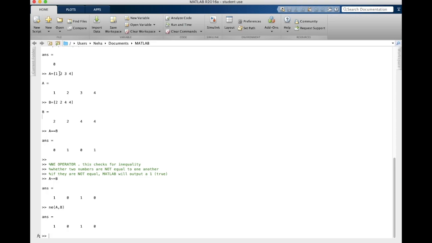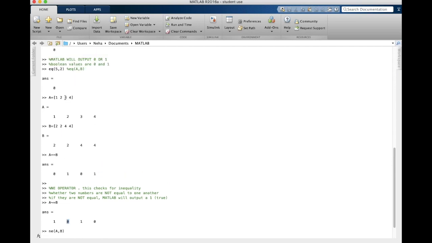So remember, if we have sets of vectors like this, MATLAB is going to compare the first number in each set. 1 and 2, they are not equal. So that's true. It will put a 1. Then the next numbers, 2 and 2, are equal. So it will give a 0. And so on for the rest of the numbers.